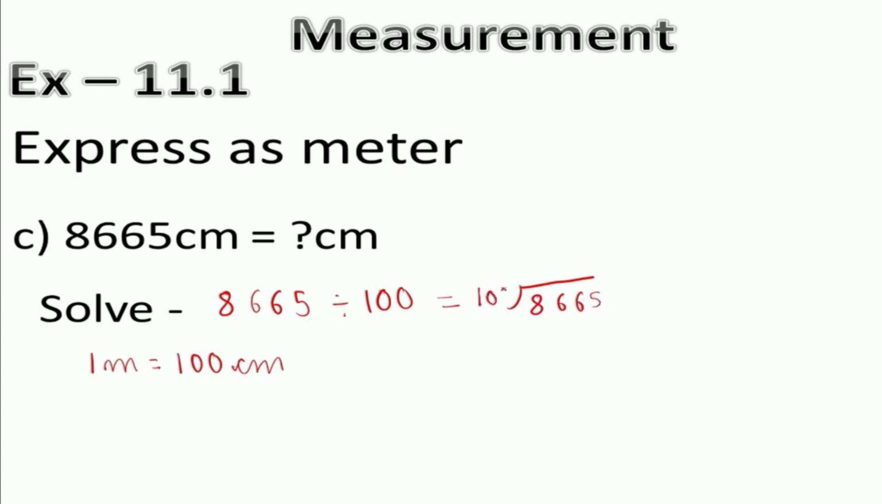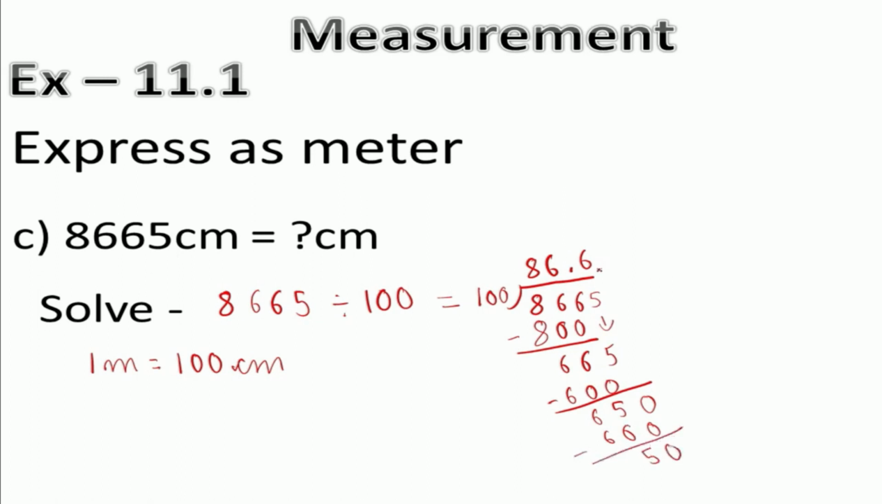8665 by 100. 100 into 8 equals 800. We subtract, we get 66. 5 comes down. 100 into 6 equals 600. We subtract, 65 remains. We add a decimal. Because we've added a decimal, we will add a 0. Now 100 into 6 equals 600. We subtract, we get 50. We add a 0. Then 100 into 5 equals 500. We subtract and we get 0. So our answer is 86.65 meters.